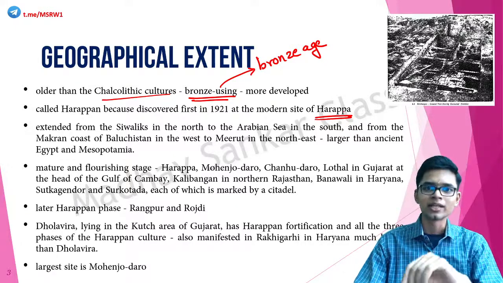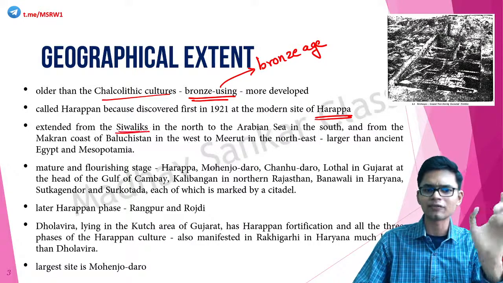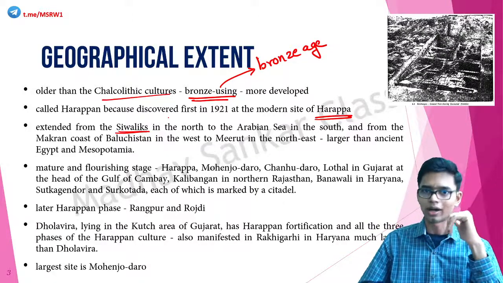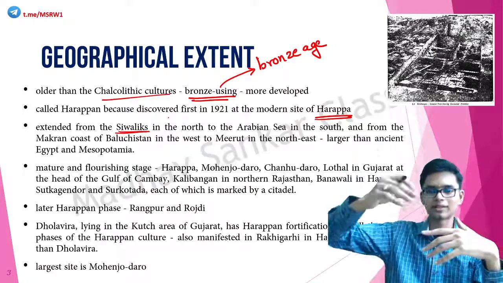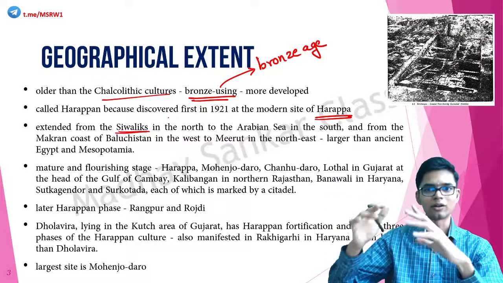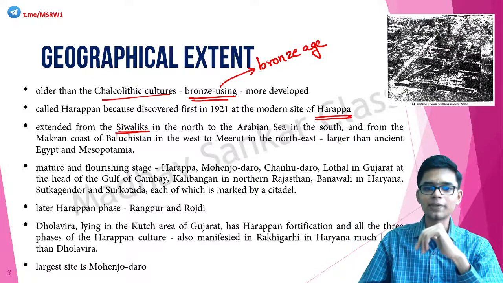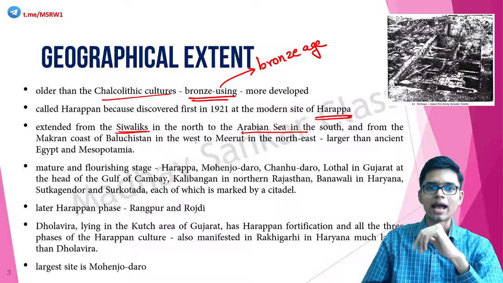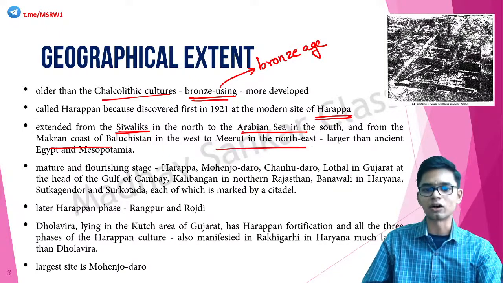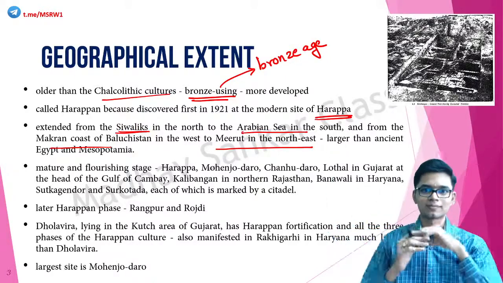And roughly, it extended from Shivalik in the north. Okay, this is the very rough extent of this civilization. Shivaliks in the north. I hope you know what Shivaliks is. It is the part of Himalayas. Himachal, Himadri, and all these other ranges. So from Shivaliks in the north, Arabian Sea in the south, and from Makran coast of Baluchistan in the west to Meerut in the northeast. Okay, so very huge expanse of land.